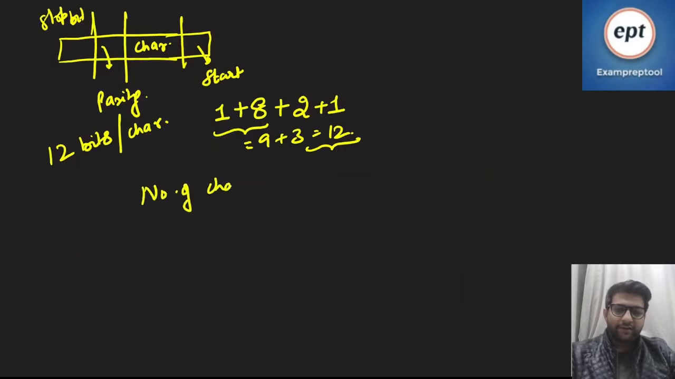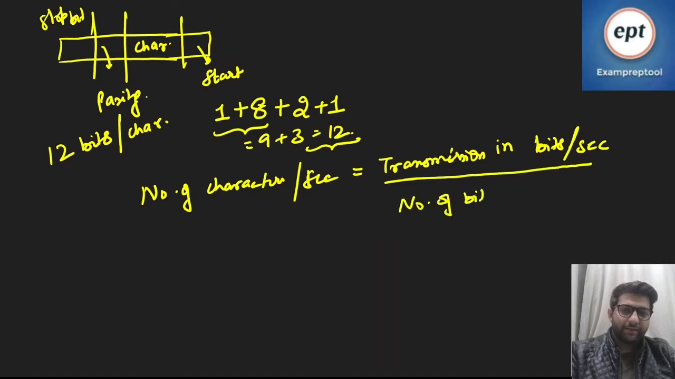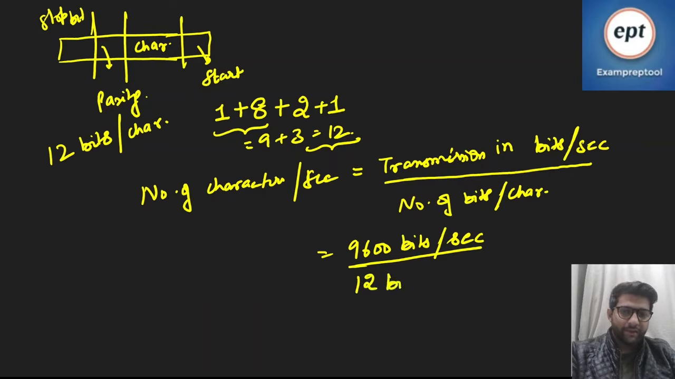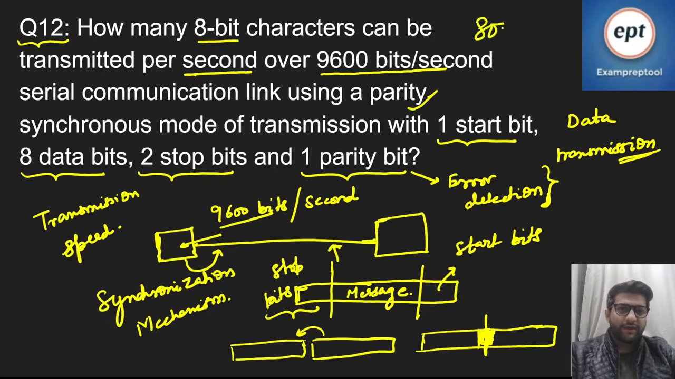So the number of characters per second will be the transmission speed in bits per second divided by the number of bits per character, right? Number of bits per character. So this is 9600 bits per second divided by 12 bits per character. So this will be what? This will be 800 characters per second, right? So this will be our transmission speed. So the answer will be 800, right?